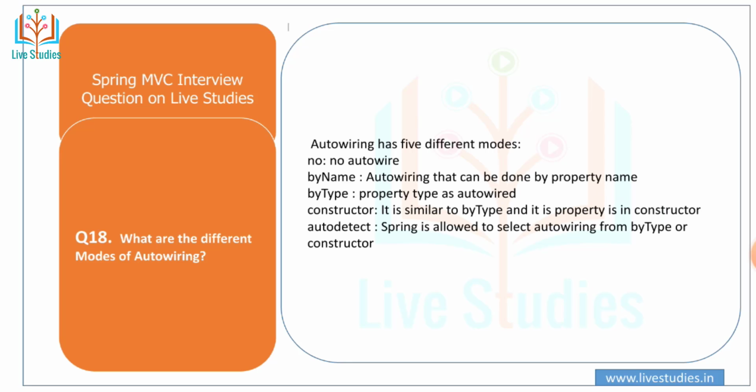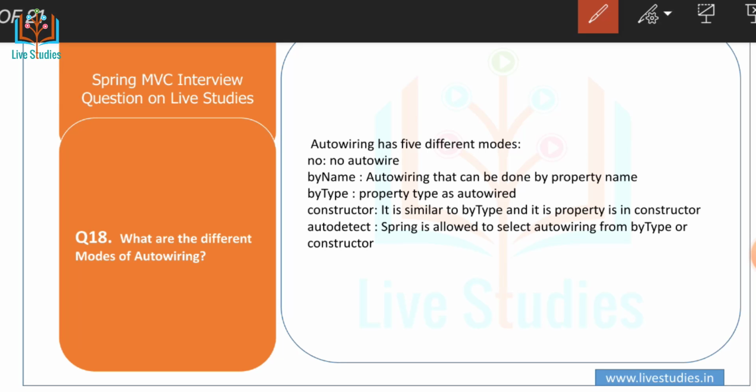Another question is, what are the different modes of autowiring? Autowiring has 5 different modes: first, no autowiring; by name, by type, constructor, and autodetect. By name means autowiring can be done by property name. By type, property types are autowired. Constructor is similar to by type, and the properties are in a constructor. Autodetect, Spring is allowed to select autowiring from type or constructors. Most questions, there are 5 means first, second, third, fourth, and fifth.